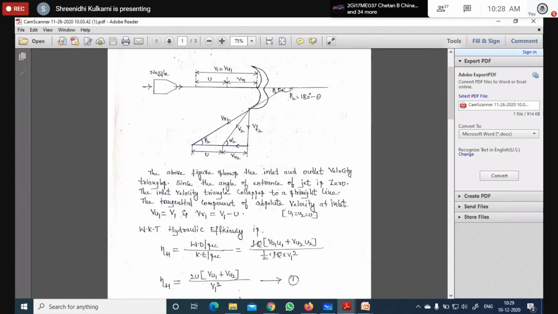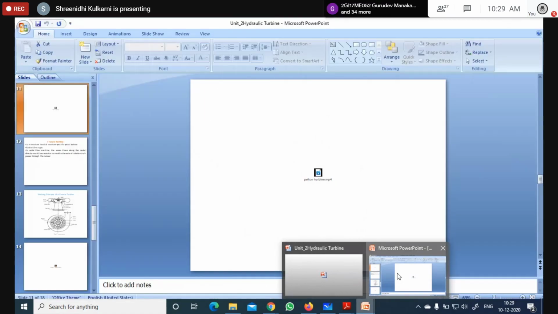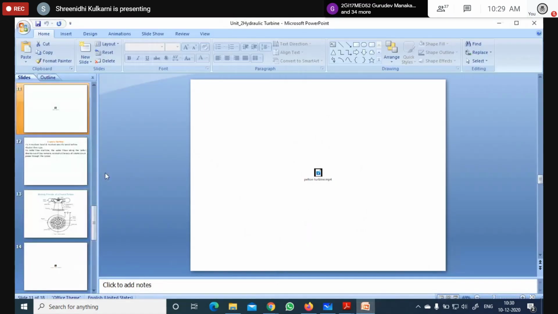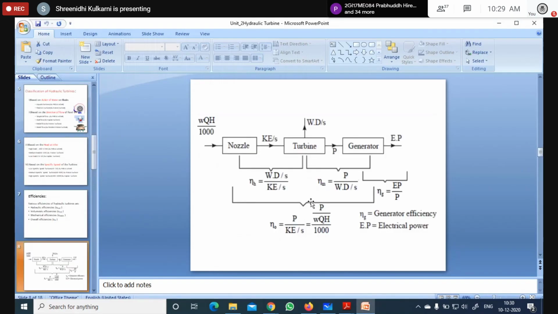Okay. So hydraulic efficiency is given by the work done per second by the kinetic energy per second. If you get any doubt, already we discussed here. So what is hydraulic efficiency? It is the work done per second by the kinetic energy per second. Okay, please remember this hydraulic efficiency.